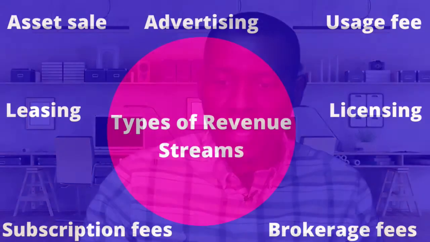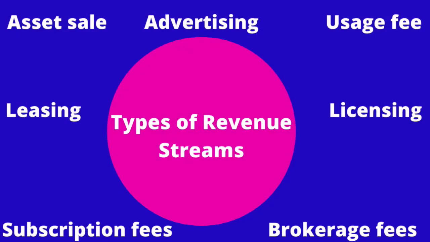And then there's licensing, where you can license your intellectual property. Usually licensing and leasing are two different things. When you're talking about licensing, you're dealing with intellectual property. It could be that you're licensing your brand.